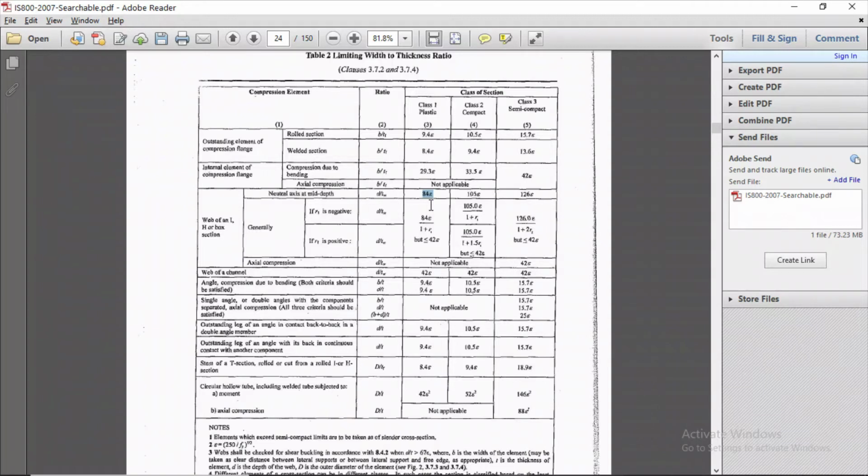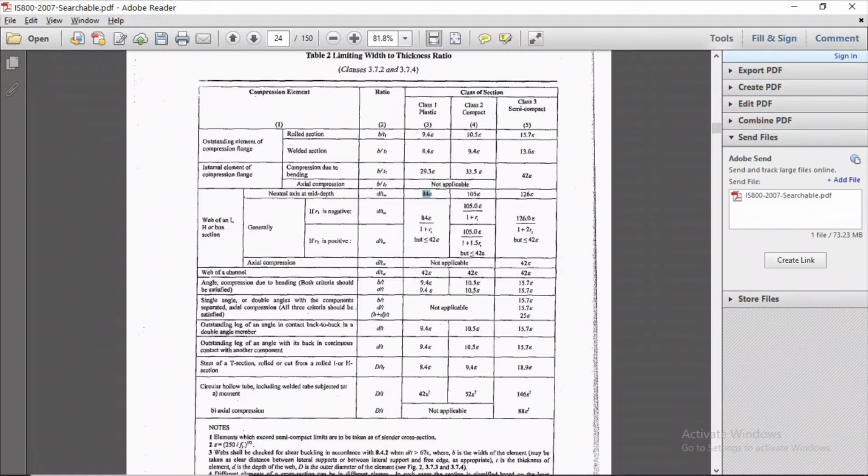So let me repeat again. In the first we have seen for the rolled section, B by TF is less than 9.4 epsilon, and for the second, the web, we have seen the neutral axis at mid depth, D by TW, and compared it with 84 epsilon. So it was again plastic. So both the sections are plastic, so hence the whole section is classified as plastic.